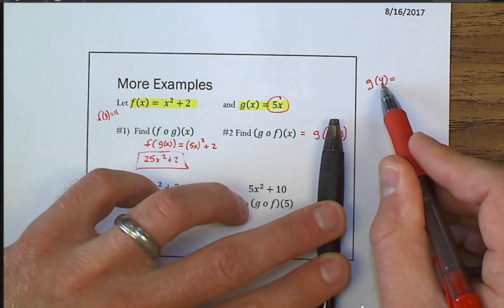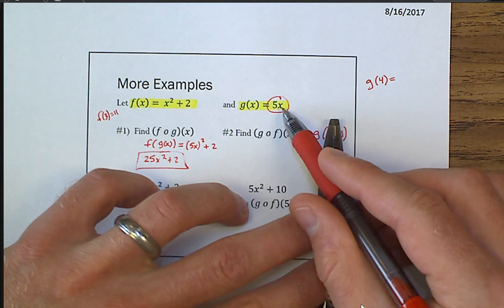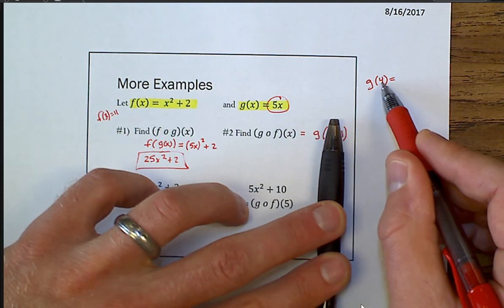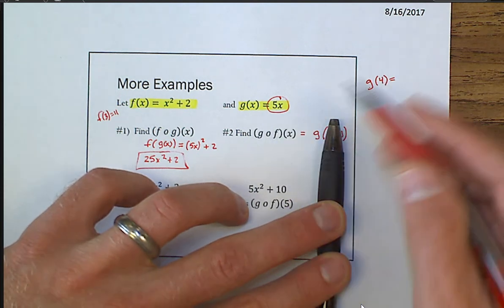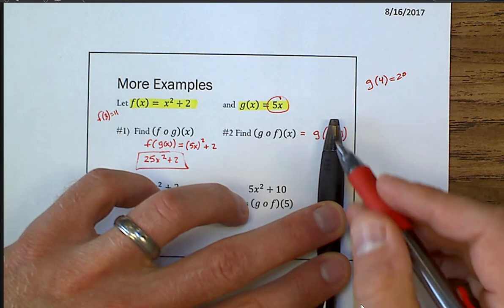What does that mean? I want you to stick a 4 into the g of x function wherever you see an x. It's just pure substitution. Normally there's an x, so instead of x, you plug in a 4. Well, what's 5 times 4? 20. Very good.